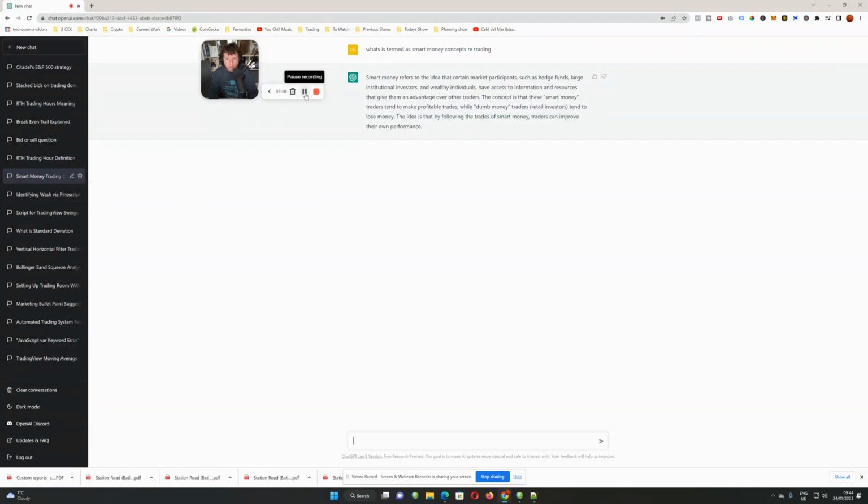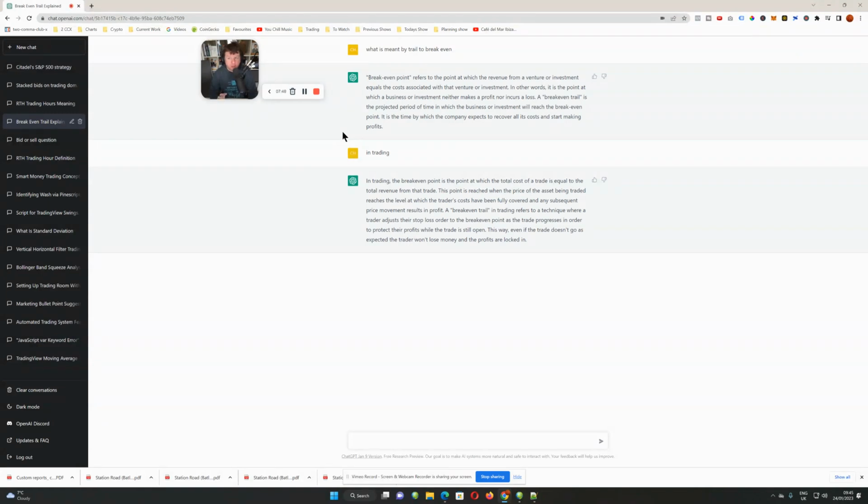So moving on. You've got to be specific when you're asking ChatGPT stuff. And this is an example. What is meant by trail to break even term in trading? Well, break even refers to a point at which the revenue from a venture or investment equals the cost associated with the venture. Technically, that's correct in the sense that break even means that basically we're flat. But what I wanted is a more detailed answer about break even.